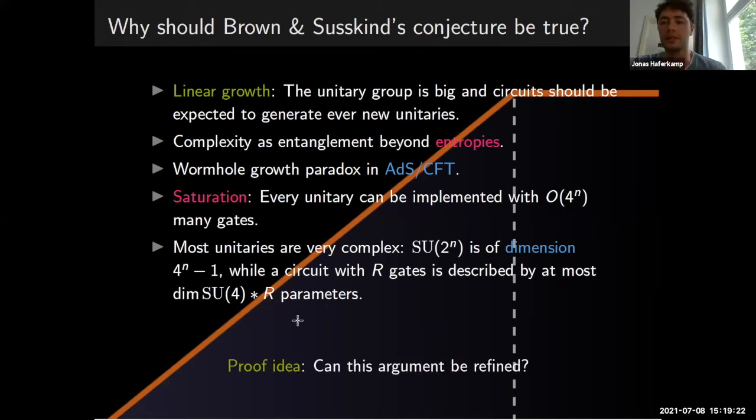And this argument is actually the very beginning, or the cornerstone, of our theorem. Namely, the idea behind our theorem is really just: can this argument be refined to encompass the case where we do not compare all unitaries to the set of unitaries generated by small circuits, but instead compare the set of all unitaries generated by some longer circuit versus the set of unitaries generated by some smaller circuit? And this actually led us to prove the following theorem.